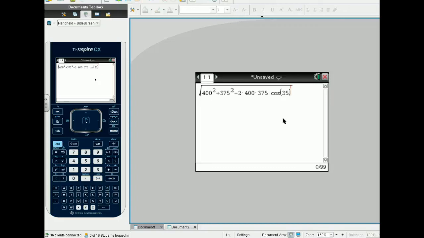I don't know what happened there with my students. They started hooting. Here we have the calculator now up.